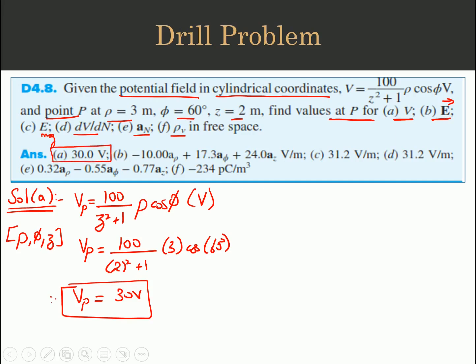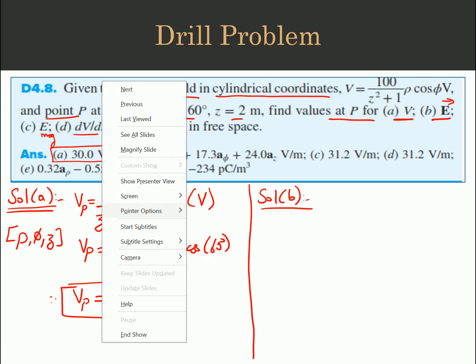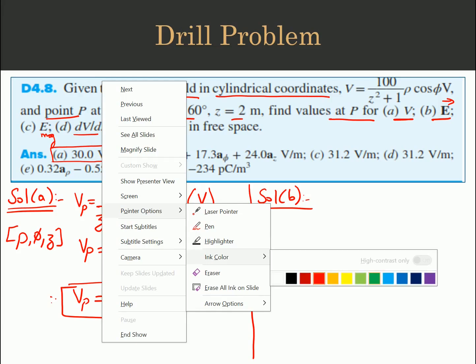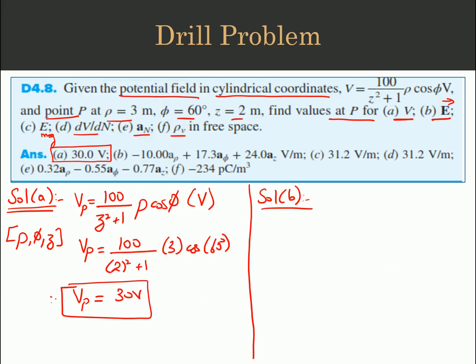So now let's come to the second part. In the second part, we need to find the electric field intensity. So we know that electric field intensity is the negative gradient of potential, and this potential has to be at point P, so we write it at P. So electric field intensity at point P.